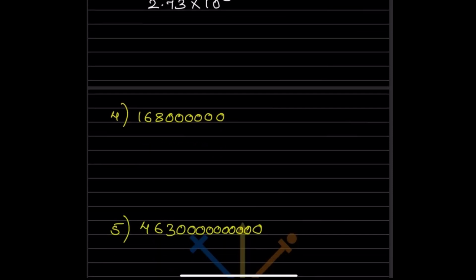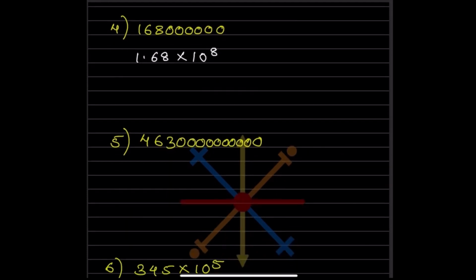Now here again, if you put a decimal over here, 1 2 3 4 5 6 7 and 8. So we are going to write 1.68, and the rest are all 0, into 10 raised to 8. Now here, if you put a decimal over here, 1 2 3 4 5 6 7 8 9 10 11 and 12. So we will write 4.63 into 10 raised to 12.